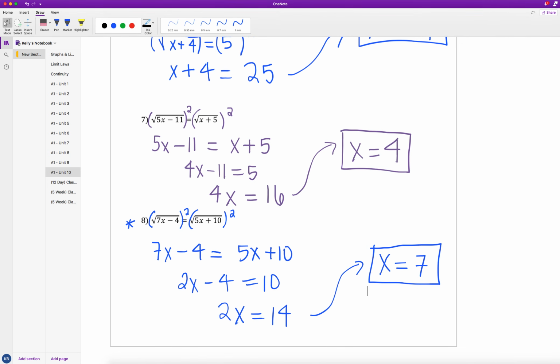This is the end of Unit 10, where we did lots of problems about square roots and radicals and simplifying them, and then in this last section we learned how to solve radical equations.